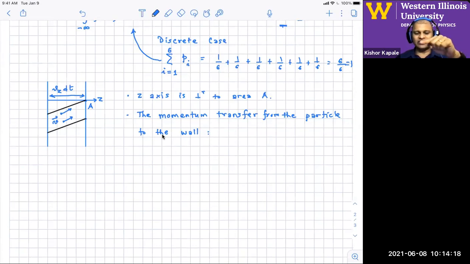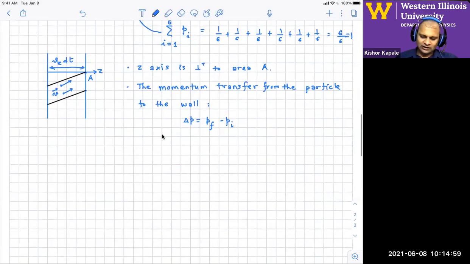If it was going in the y direction, the y direction is not going to change, because A is only perpendicular to Z. Okay, so what's the change in momentum? The momentum transfer, P. Any thoughts? So let's say initially the momentum was m vz, right? I will take the notation to be delta P, which is P final minus P initial. And initially the momentum was m vz.